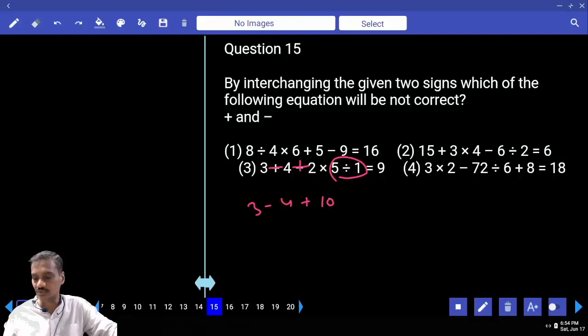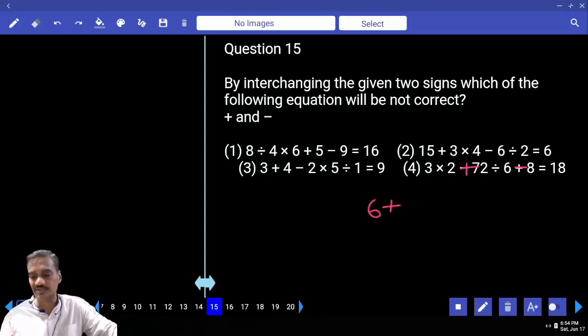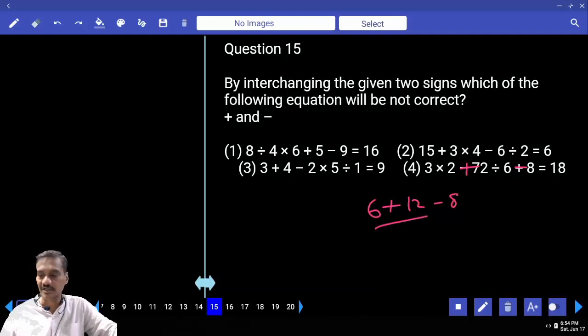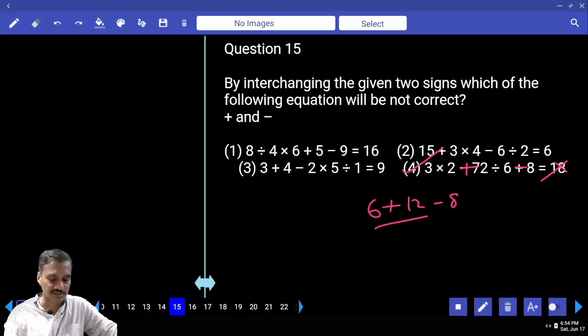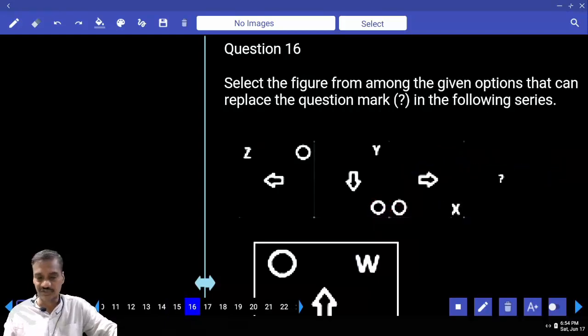And 3 into 2, plus and minus. Now this is minus and this would be plus. Now in this case, 3 into 2, 6 plus 72 divided by 6, 12, minus 8, and 18 minus 8, it is 10. It is given as 18, hence this is the wrong one. Except choice 4, all the remaining 3 are correct. The next one, the 16th one.